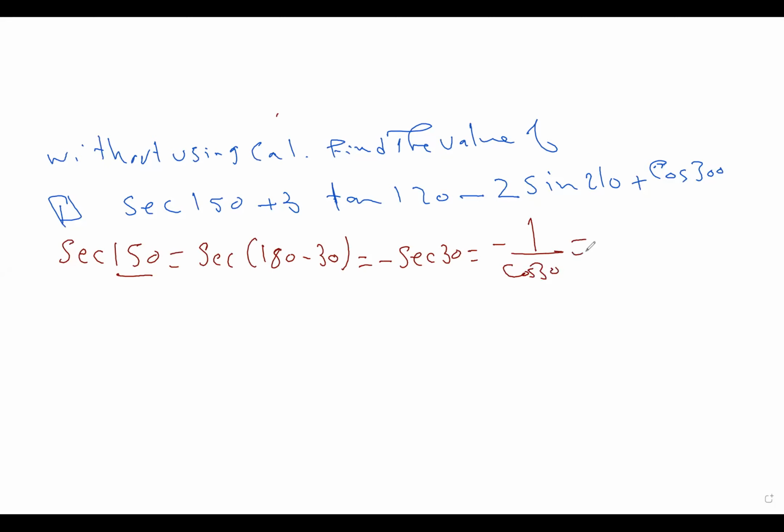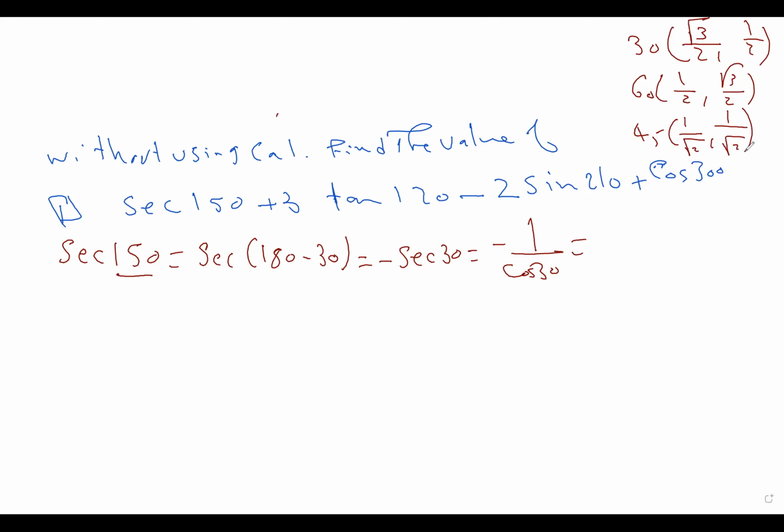30, the same. And 30 has the property that sine is 1 over 2 and cosine is root 3 over 2; with 60, it is root 3 over 2 and 1 over 2; and 45 is 1 over root 2 and 1 over root 2. Okay? So negative 1 over cosine 30. Cosine 30 is, x is sine and y is cosine, so it will be negative 1 over cosine 30, which is 2 over root 3. The reciprocal of this one.